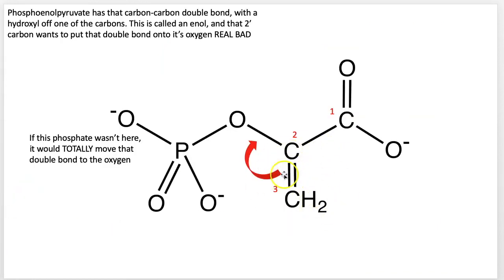It wants to fling this double bond over to this oxygen, okay? That oxygen has way more electronegativity than this carbon, and so it's really kind of pulling on this guy. Because the phosphate, yeah, he's fine. He doesn't really need to be bound to this oxygen, and so it really wants this to happen. And that's what we're taking advantage of, the fact that this really wants to happen.